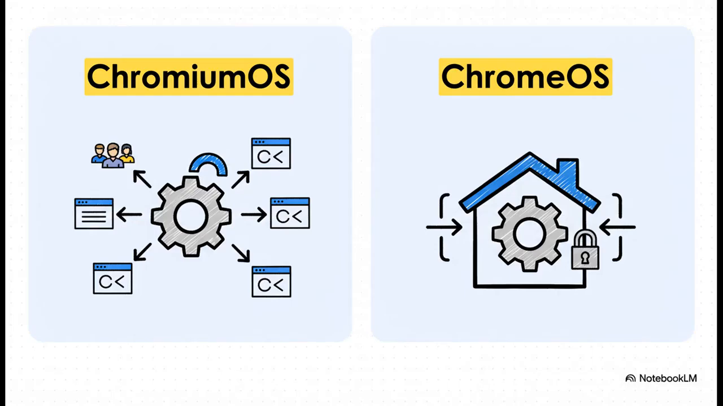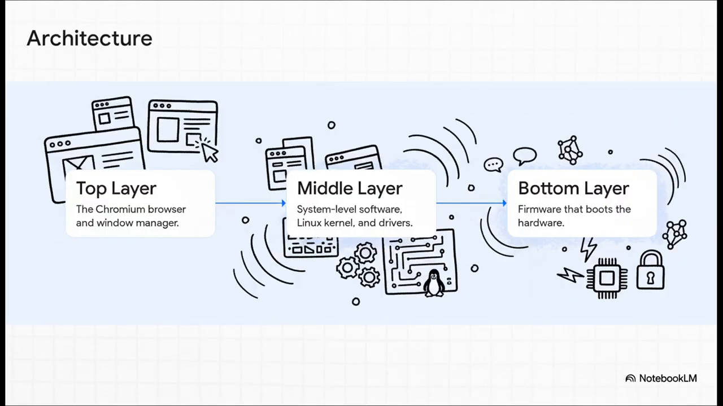And here's the biggest difference between the two. See, ChromiumOS is built around the open-source Chromium web browser. That's the same foundation that Microsoft Edge and Brave use. But ChromeOS, the official one, uses Google's own proprietary Chrome browser, which comes with all its extra features and deep integrations. And that little distinction, that was the key that unlocked the door for the community to jump in and start building.